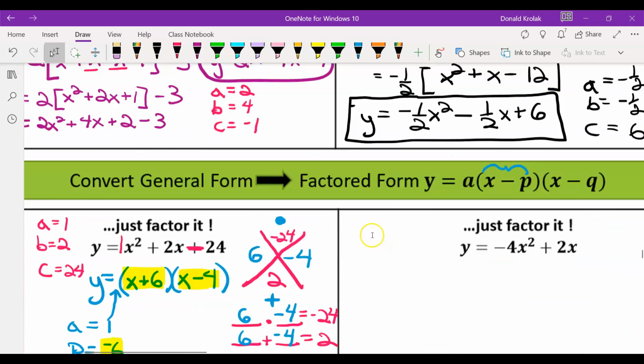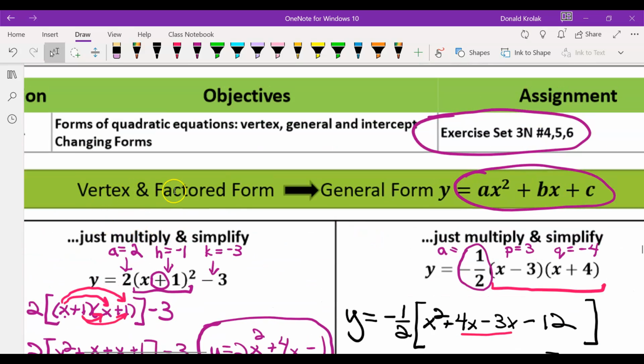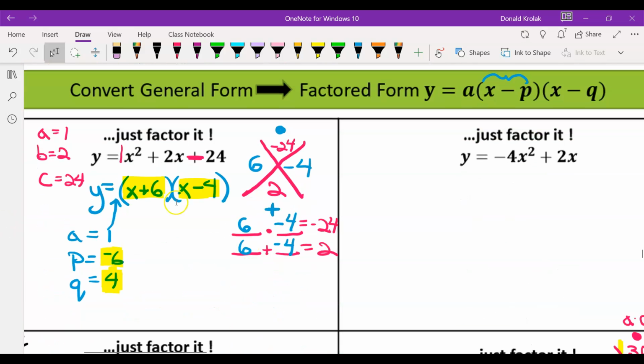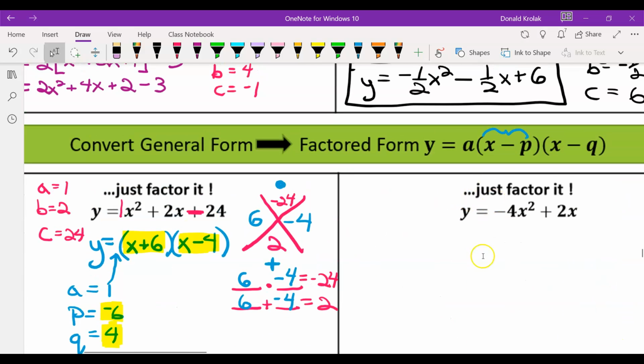All right, so what we've done so far, we've taken vertex and factored, changed it into general. That was just multiplying out. To go from general to factored, we had to factor it. Oops, we missed one. Do this guy real quick. Okay. GCF it. So leading negative, let's pull out a negative. Okay.